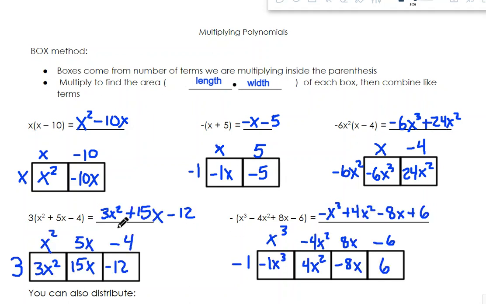Here are the two that I told you to pause the video and do on your own. Hopefully you did it, and hopefully you're checking your work now and you're getting it right. These are the two answers. Check your work, see how you did, and here's the work below. You can see and check your own work.